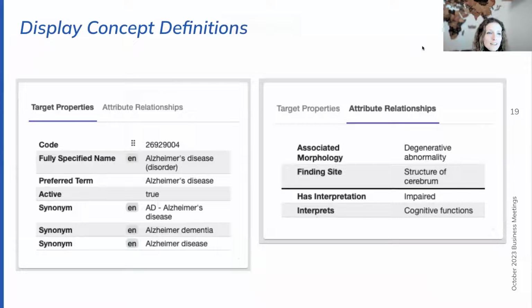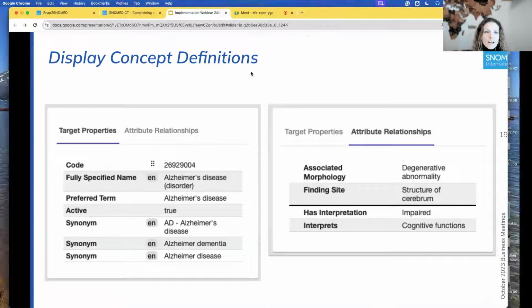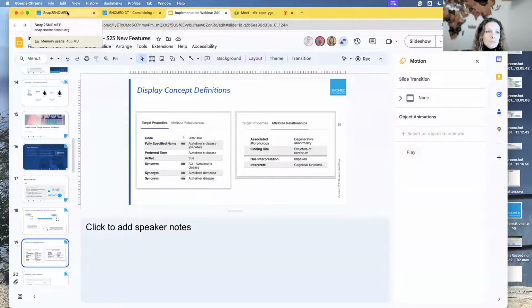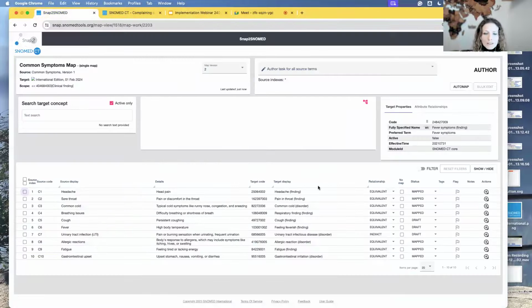Okay, so the next thing is about the display of concept definitions. Where in the past you were only able to see the properties with the terms and the concept identifier, there's now a tab to show the defining properties. So let's go back. I'll just show you.